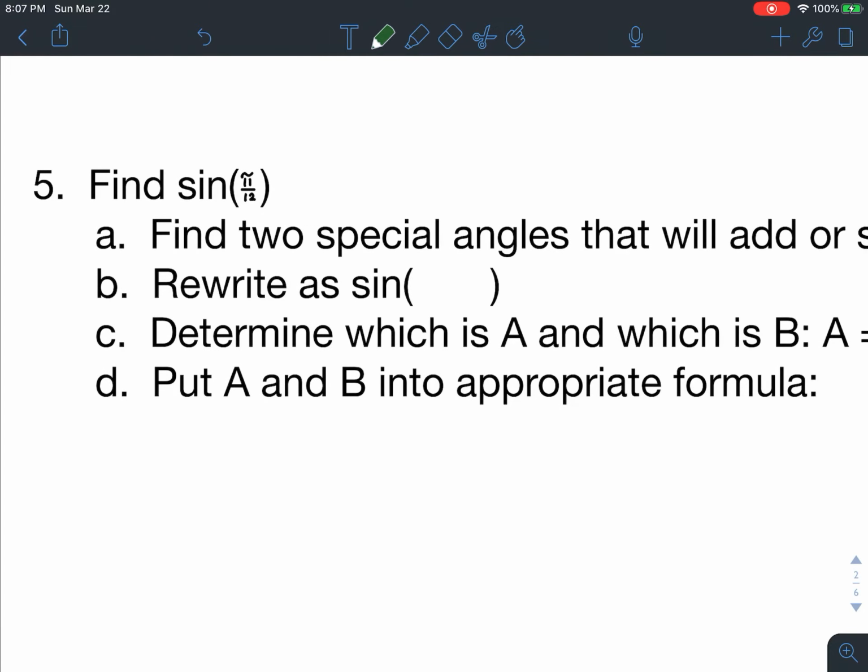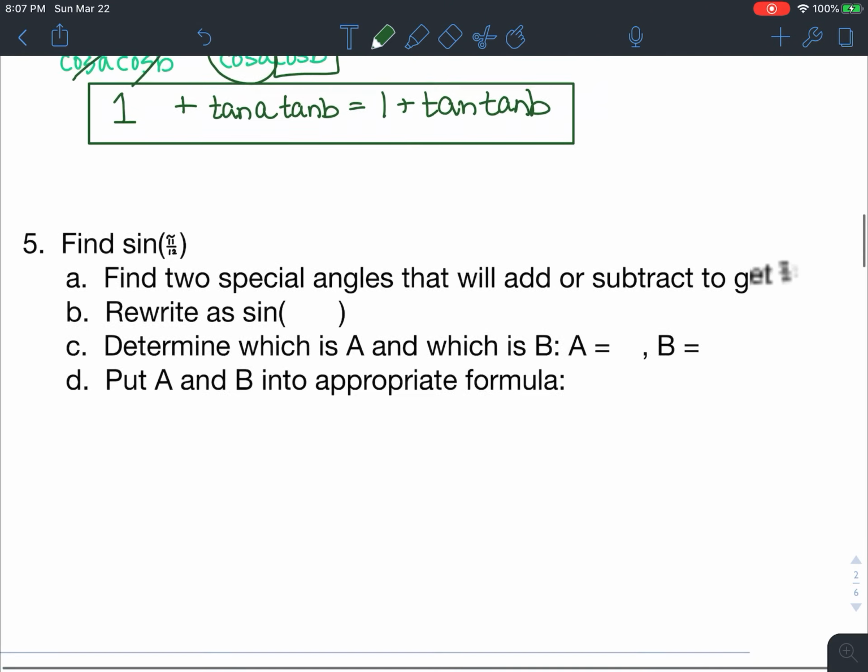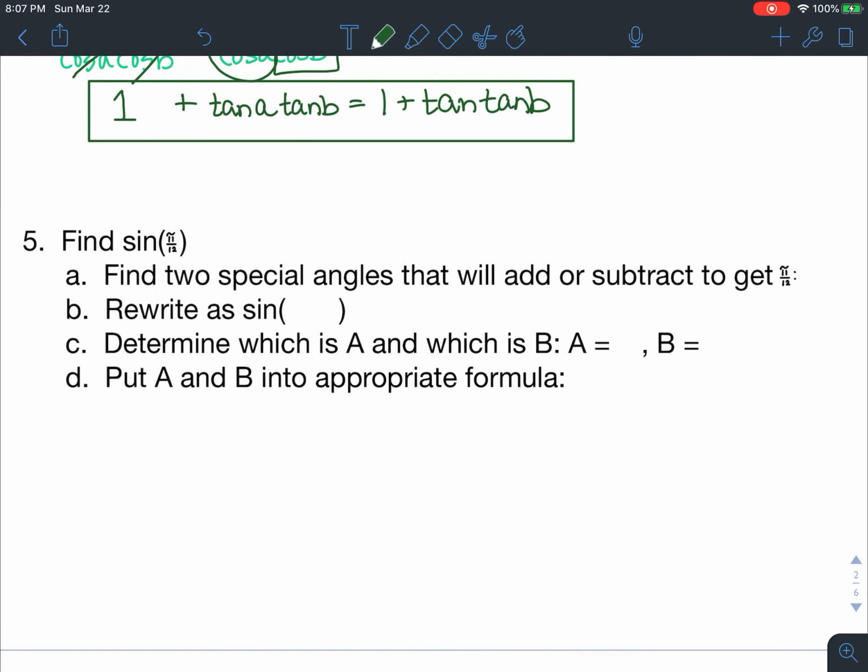All right, let's have some practice with radians instead of degrees. But this is just going to be like the first example. Find the sine of pi over 12. So the first thing we need to do is find two special angles that will add or subtract to get pi over 12.